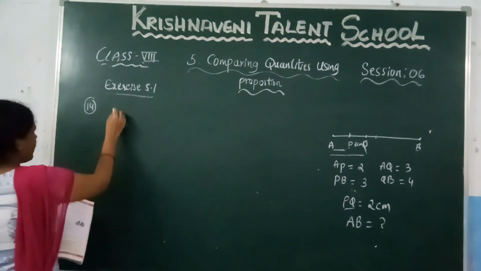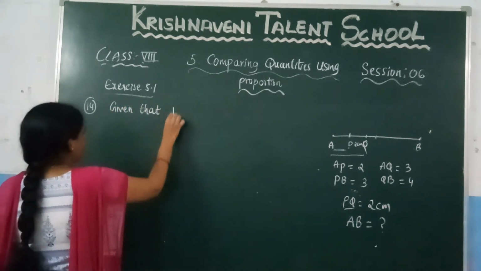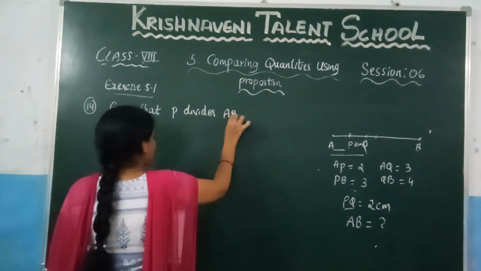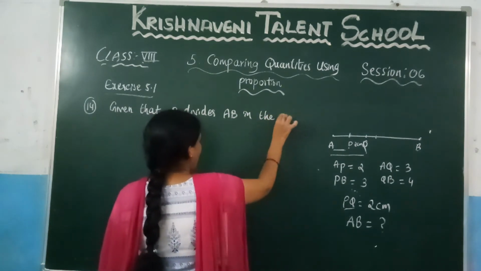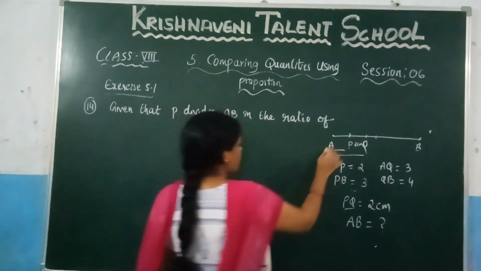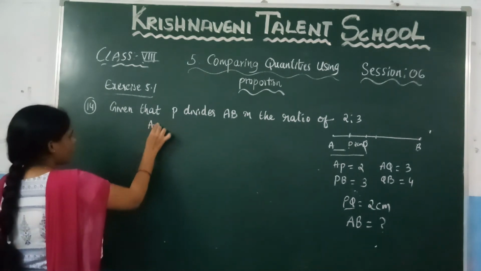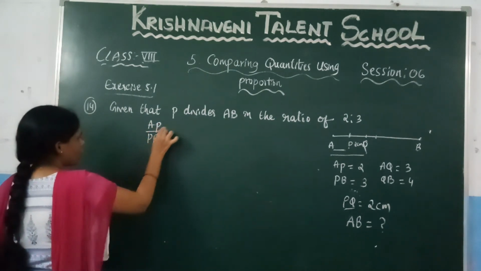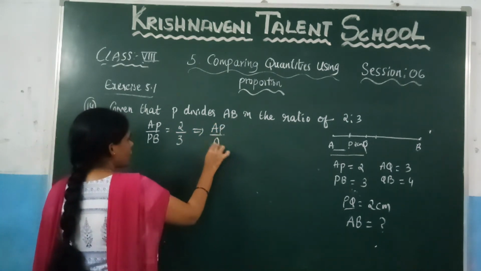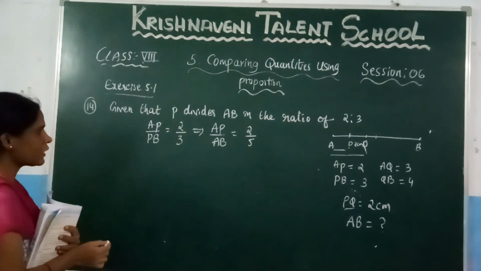So what they have given here, given that P divides AB in the ratio of, how much have they given? 2:3. So that we can write it here AP by PB is equal to 2 by 3. From this you can write AP by AB is equal to 2 by 5. Just now I have explained, so I am writing here directly.